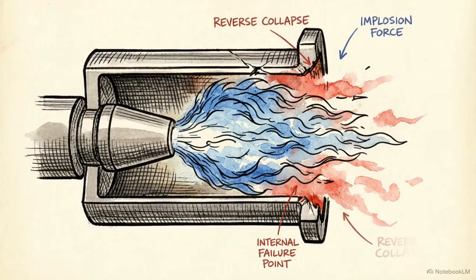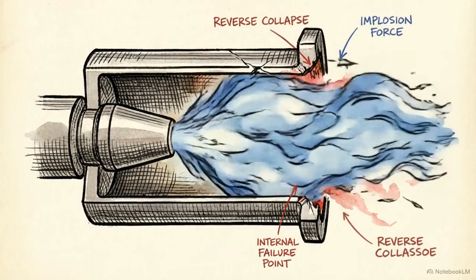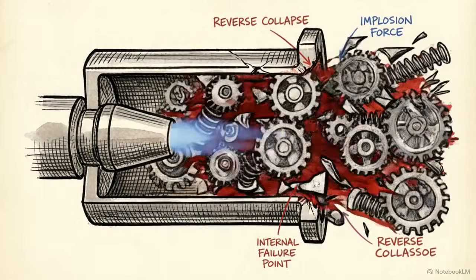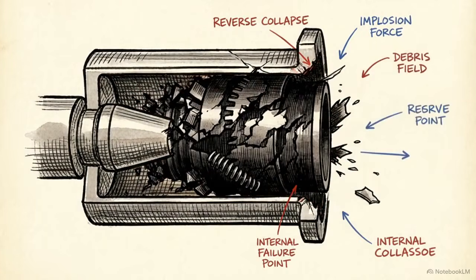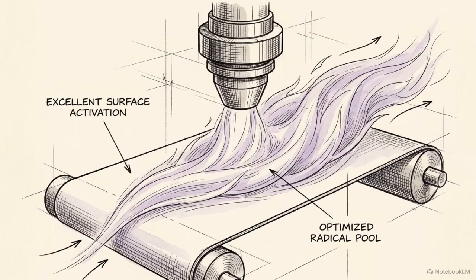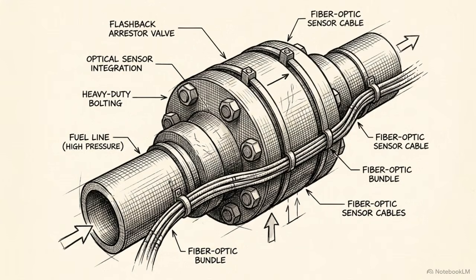Flashback occurs when the burn velocity outpaces the gas flow. The reaction reverses direction, collapsing backward into the burner cylinder itself and destroying the equipment. Tuning the chemical pool via hydrogen enrichment offers excellent surface activation and lower emissions, but it cannot be implemented without a complete, simultaneous overhaul of both optical monitoring and physical flashback prevention hardware.